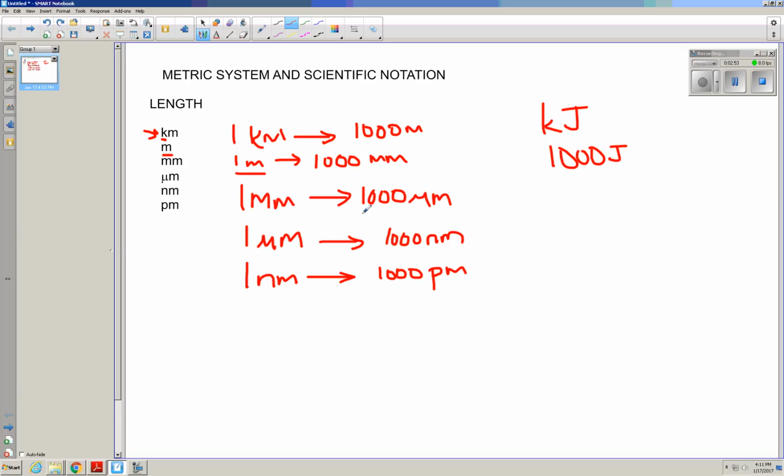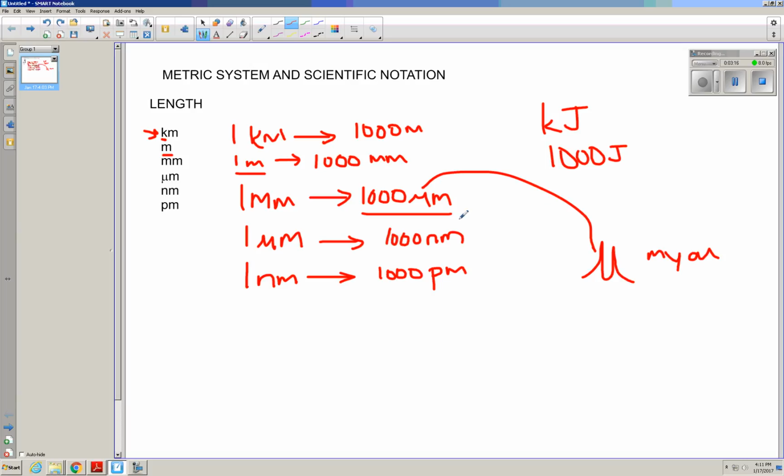Take one of those pieces and chop it up 1,000 times and you get what's called a micrometer. So there are 1,000 micrometers in a millimeter, and that symbol here is the Greek letter mu, which is how it's pronounced. When you get to the micrometer scale, we're talking about something like the thickness of a human hair.